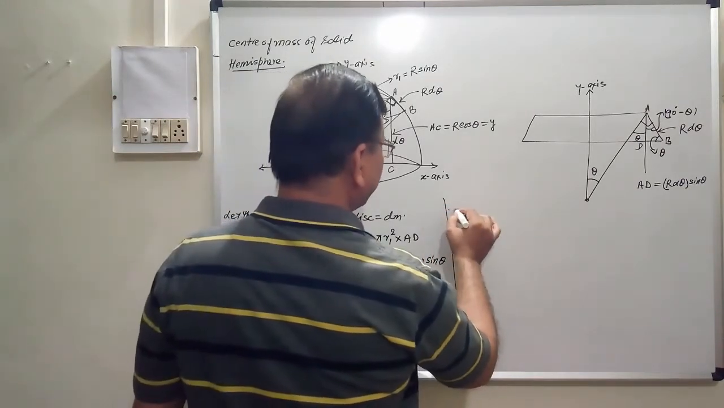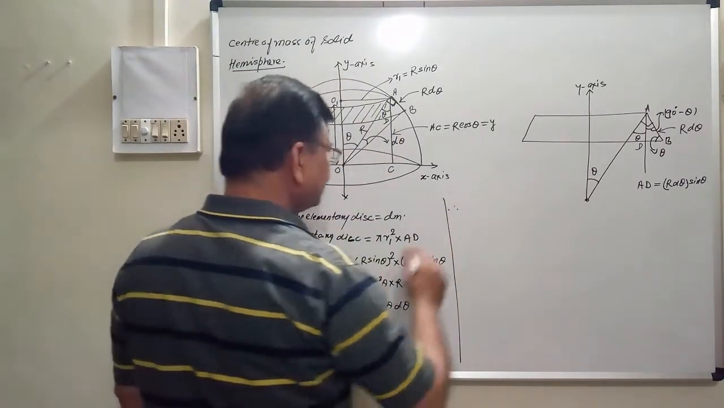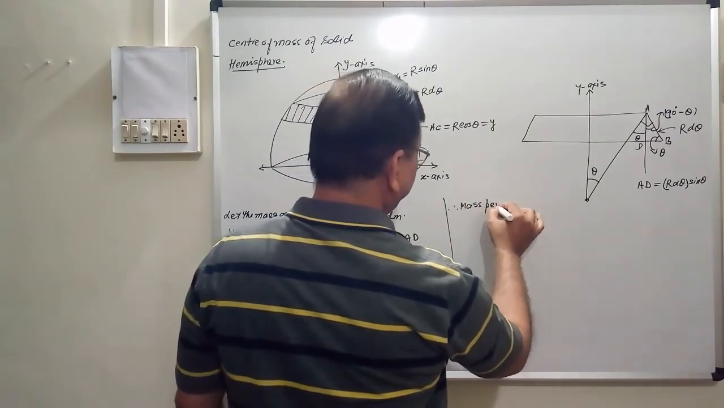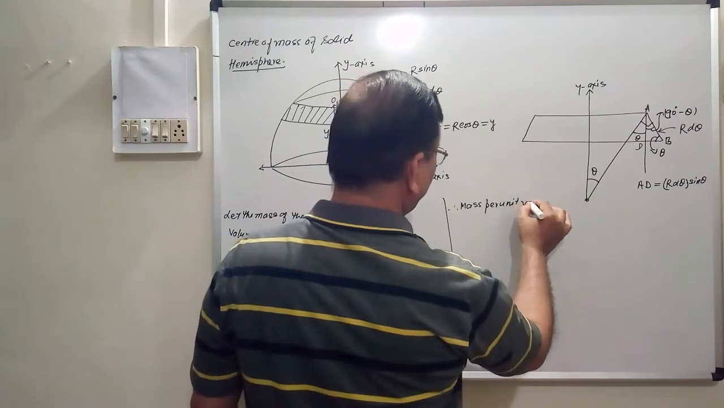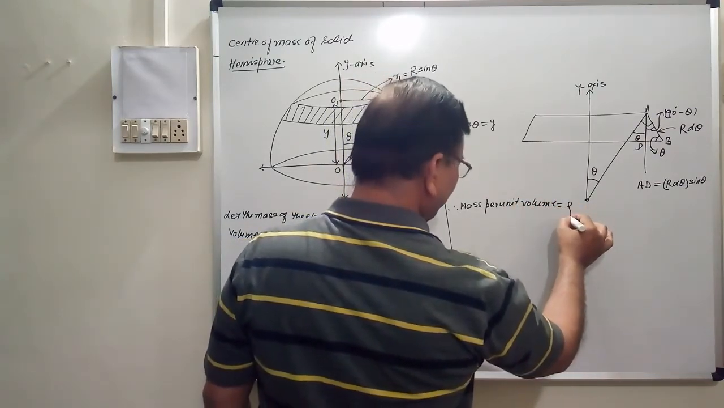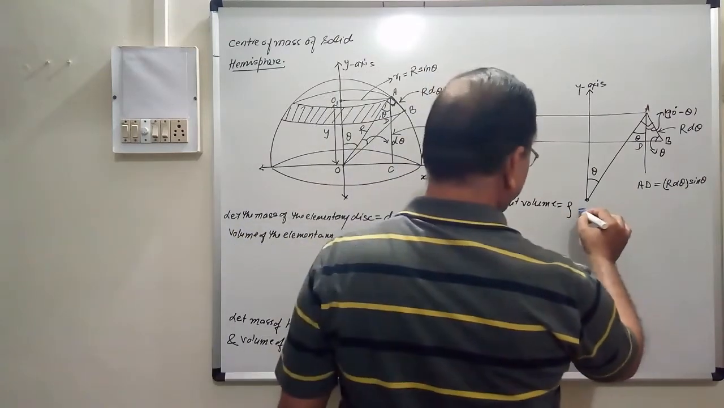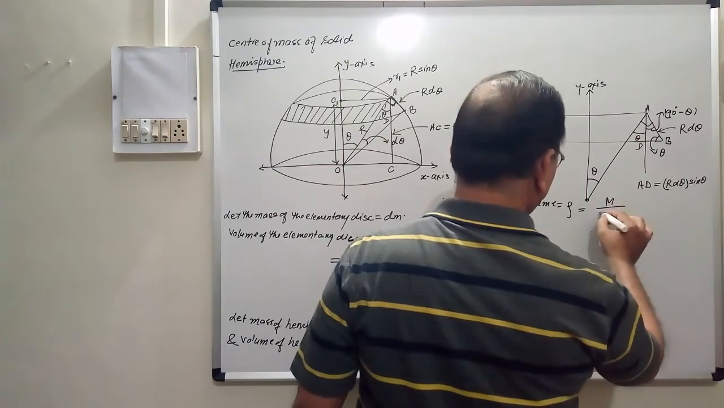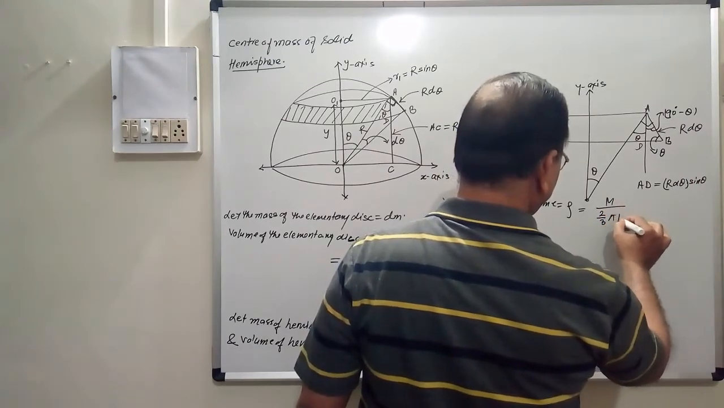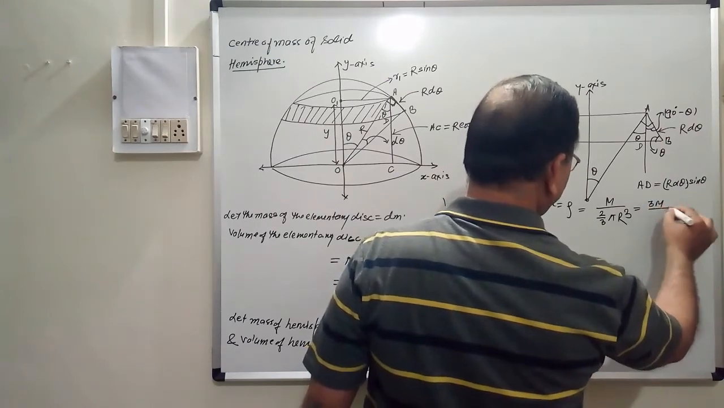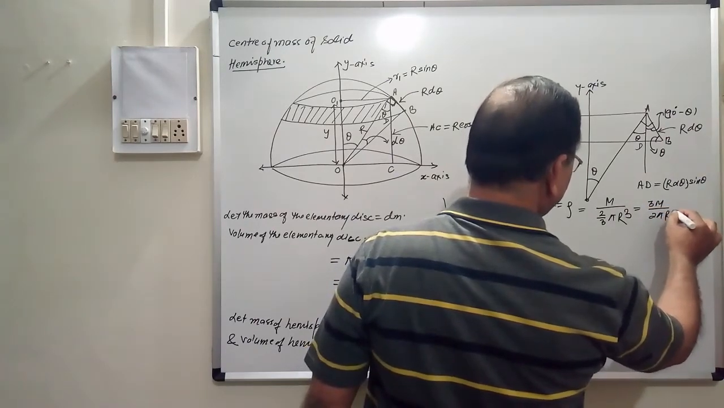So, therefore, mass per unit volume, that is equal to rho, and this will be equal to how much? That is m upon 2 by 3 pi r cube, and this is equal to 3m upon 2 pi r cube.